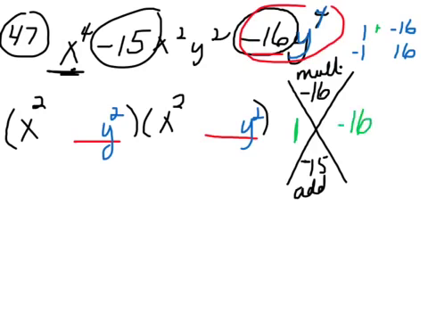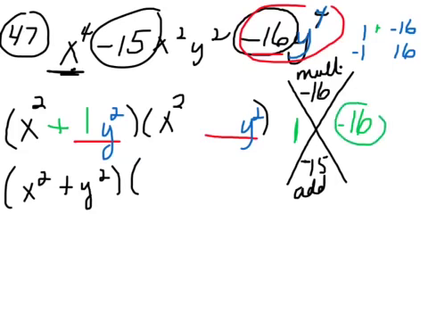So in my first term, I'll put a plus 1y squared, which again, I don't really need that 1 if I've got that y squared there. So I'll end up writing it as x squared plus y squared. And then on my second term, I have this minus 16, so I'm going to put minus 16y squared. So it will be x squared minus 16y squared. Okay, this is how it factors.